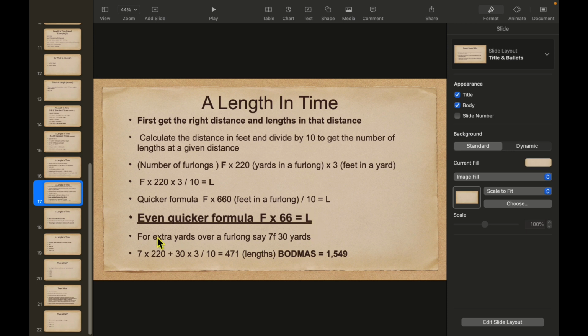So for example, and this is for extra yardage, 7 furlongs and 30 yards, using a basic calculator. 7 multiplied by 220 plus 30 multiplied by 3 divided by 10 equals 471 lengths. Now if you use a basic calculator, you can just type this formula in. Okay?